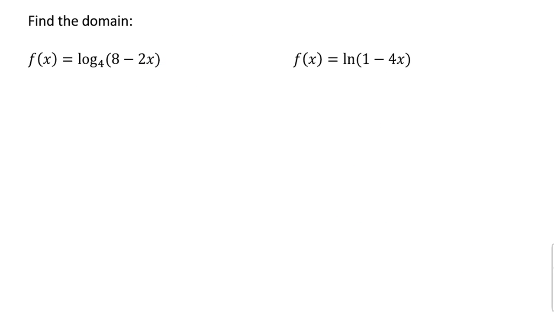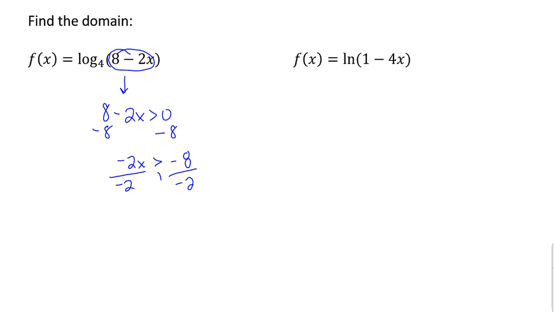Okay, simple. We've got log base 4 of 8 minus 2x. Doesn't matter the base, doesn't matter anything except for that inequality right there. Finish solving for x. Divide by -2. Hopefully you remember that that flips the inequality. This says x has to be less than 4. So there's your domain. If you were to get 5 as an answer, it's extraneous. If you got 3 as an answer, that's okay.